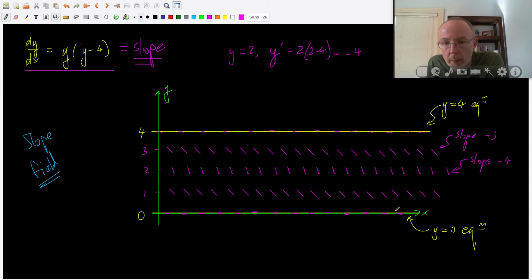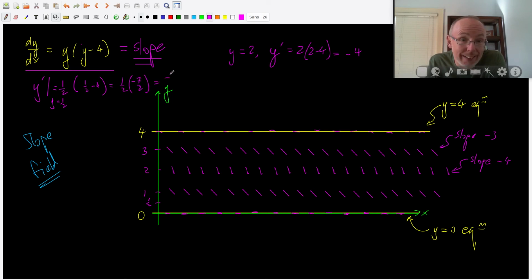Let me pick another point. Let me pick y equals a half. If I plug a half in up here, y prime when y equals a half is going to be equal to a half times (y minus 4), which is a half of, well, in the brackets I've got 1 over 2 minus 8 over 2, so that's negative 7 over 2, so that's negative 7 over 4, so that's just a bit bigger than 1.